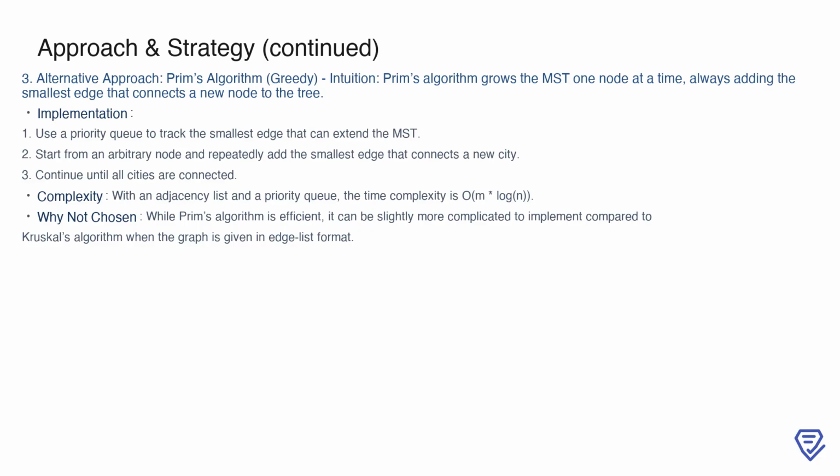While Prim's algorithm is efficient and works well for this type of problem, it can be slightly more cumbersome to implement when the graph is given in edge list format, as we have here. Therefore, while it is a strong alternative, it wasn't chosen for this specific scenario.